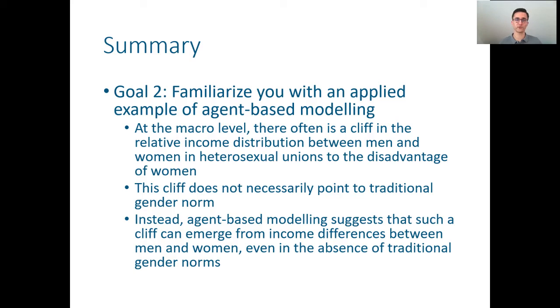My second goal was to familiarize you with an example of agent-based modeling to illustrate how the method can be applied and what kind of questions can be answered with it. The core points of this example were the following. First, at the macro level, in heterosexual unions, there often is a cliff in the relative income distribution to the disadvantage of women. Second, this cliff does not necessarily point to traditional gender norms. Instead, agent-based modeling suggests that such a cliff can emerge from income differences between men and women, even in the absence of traditional gender norms.